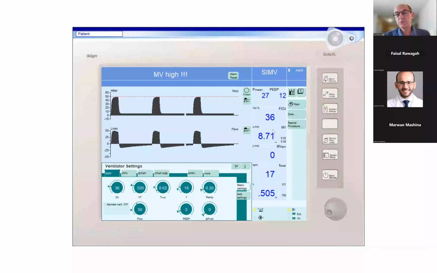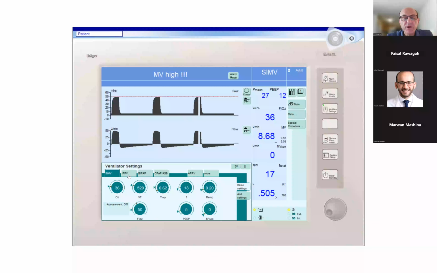The CO2 is going to remain the same because you did not change the minute ventilation or the alveolar ventilation. So what's next? I think next we'll try to decrease the respiratory rate, but at that time we will do another ABG to see what happens because we are decreasing the respiratory rate.